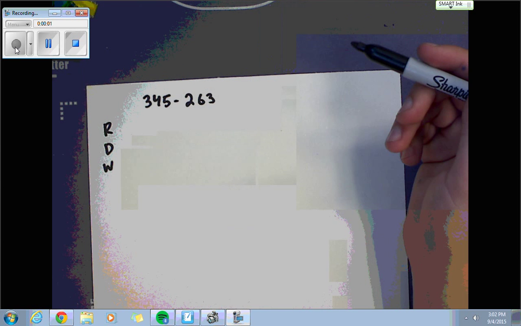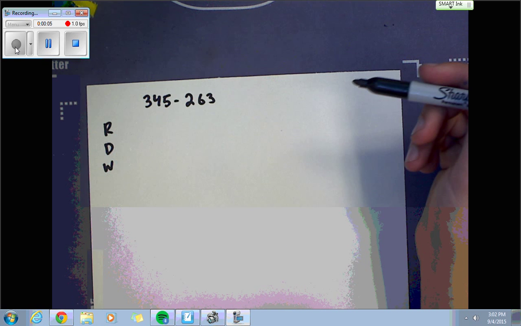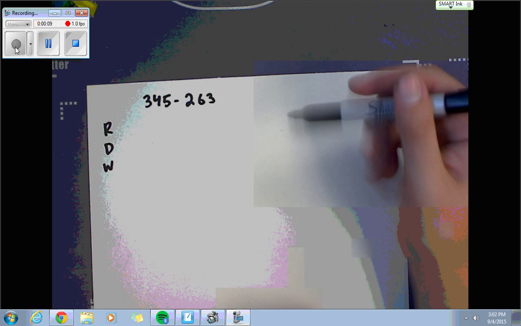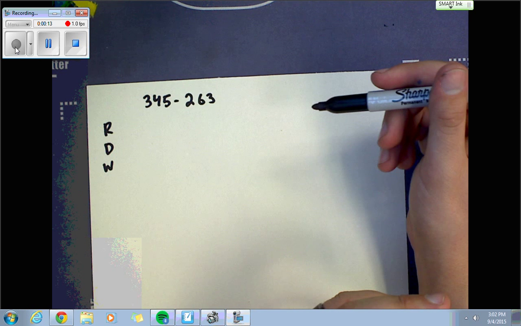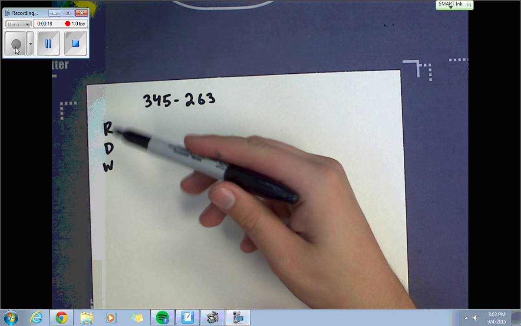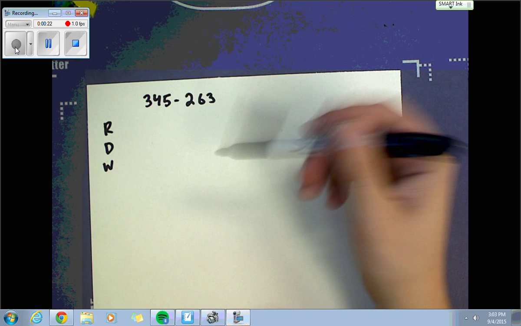For this one, we're going to look at another strategy for solving three-digit subtraction. Last video we looked at the place value strategy. For this one, we're going to look at what's called the picture model strategy for showing subtraction. As with any other math problem, I'm going to start with my RDW, which stands for read, draw, model, and write. I'm going to read the problem first.